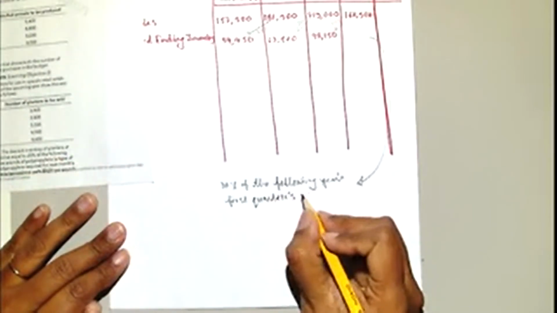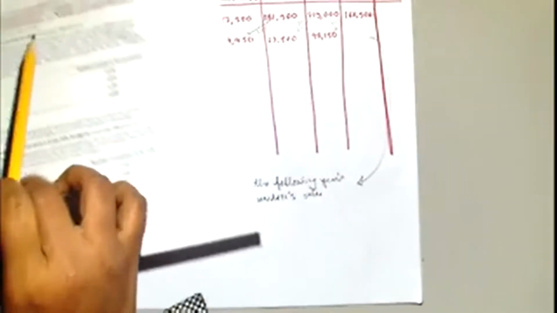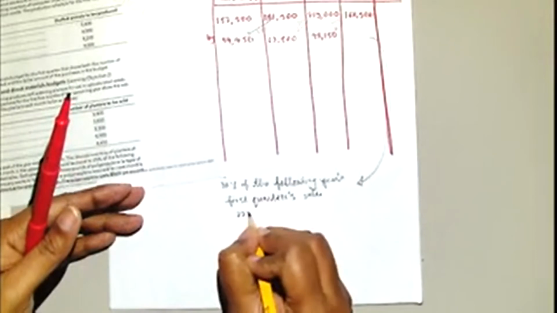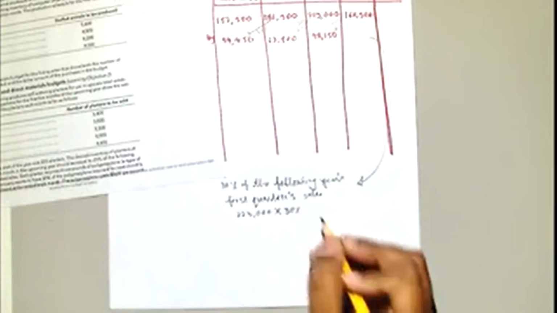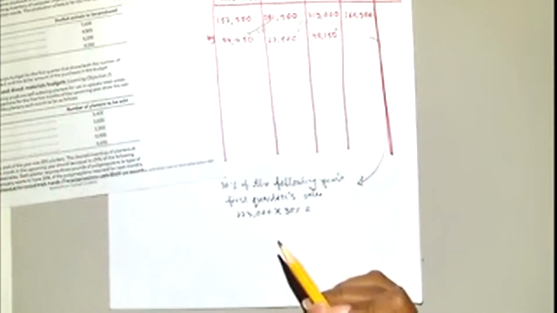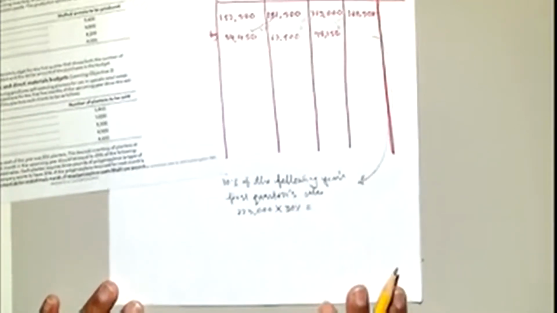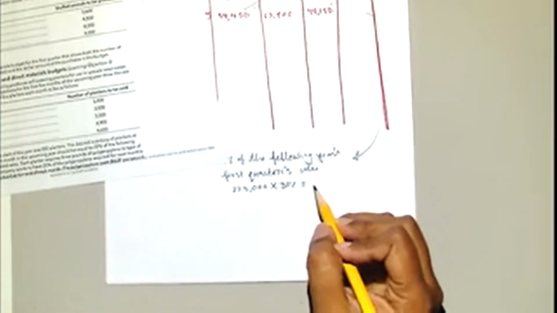The following year's first quarter sales, which is given here. Following year's first quarter sales is 223,000. It's given here. So I'll take these 223,000 and then I'm gonna multiply it by 30%. And I get how much? 223,000, which is my following year's first quarter sales. And as usual, according to the policy of the company, I'm gonna keep 30% of it as my ending inventory. Who can tell me the number?